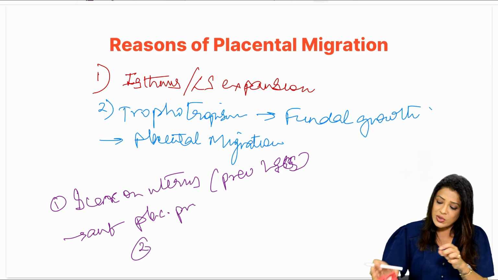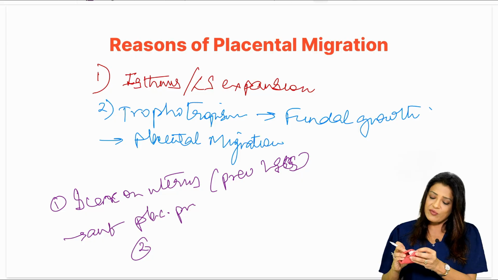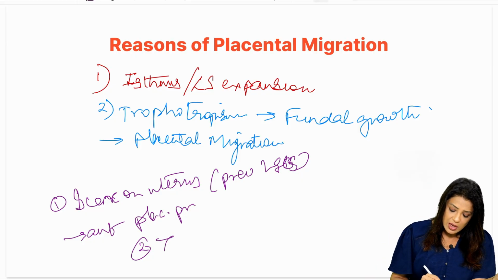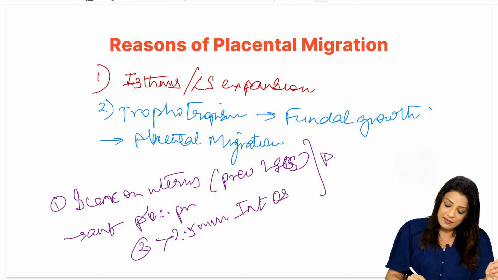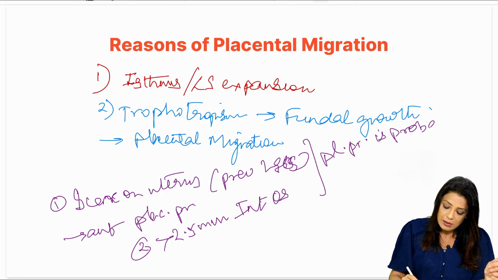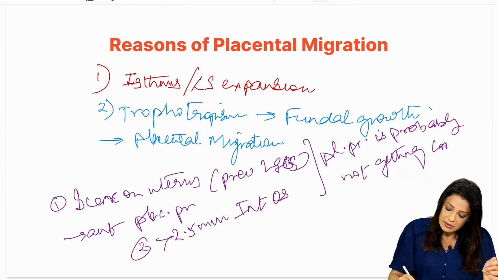Second, if it is covering the internal os in a very big area. It says that if more than 2.5 millimeter of the internal os is covered, then there is an indication that the placenta previa is probably not getting corrected, right? But these are just suspicions, nothing else.